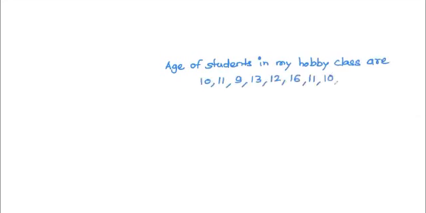Age of students in my hobby class are given. What I want to know is who is the youngest in my class and what is the age of my eldest student in my class. So to find this information, what I need to do is I need to organize the collected data. So let me organize data. I will use the simplest form of organization, which is ordering them in ascending order.